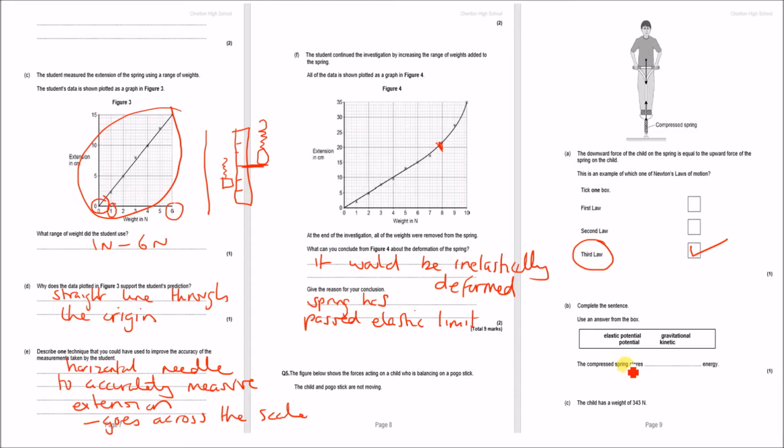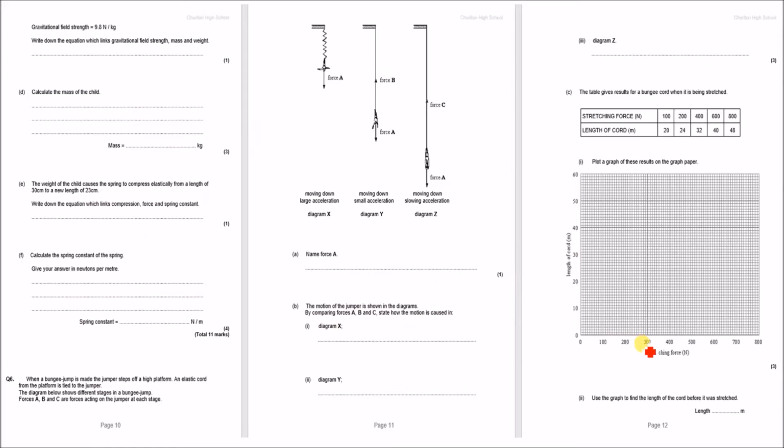Okay, the compressed spring stores elastic potential energy, so that's going to go there. Remember, when you stretch or compress a spring, you are storing elastic potential energy. Write down the equation, which is gravitational field strength, mass and weight. Remember, our equation is that weight is equal to mass times gravity.